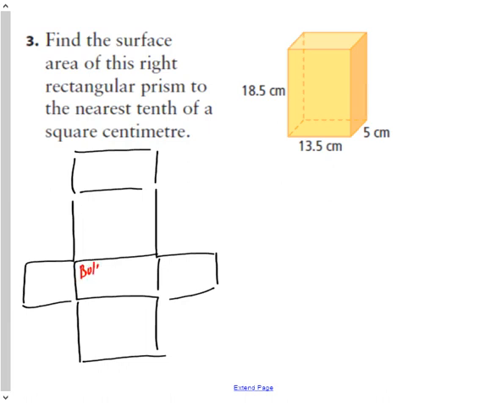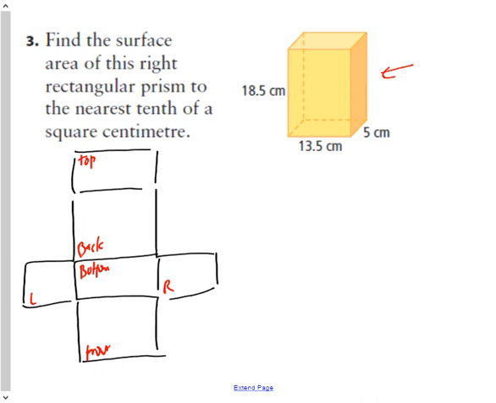I can call this one the bottom. And if that's the bottom, this one over here will be the top. We can call this one the front, this one the back, this one the left, and this one the right. So we have all 6 faces of this box broken down, like if you were breaking down a box at home to put out for recycling. That is what we can imagine it looking like.